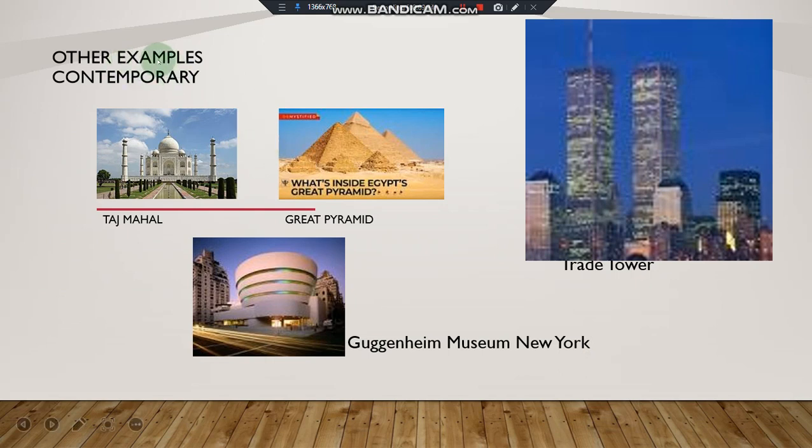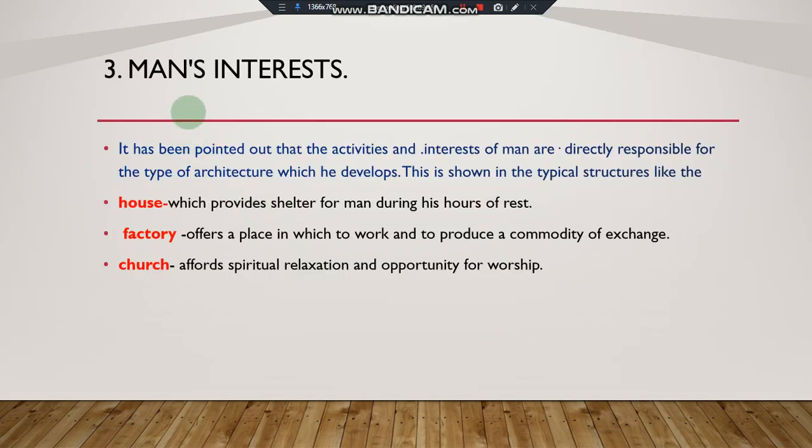So this one is the other example of a structure for contemporary architecture. The Taj Mahal, the Museum, New York, Guggenheim, the Trade Tower. Next, the man's interest. Ano-ano yung mga interest nung mga tao?